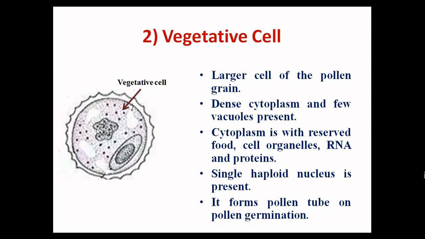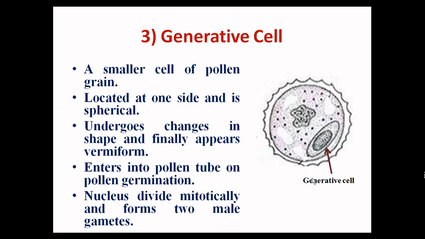The vegetative cell has a single haploid nucleus, and it forms the pollen tube on pollen germination. And the third component of the pollen grain is the generative cell. As it generates the male gamete, the name is given. A smaller cell of the pollen grain is the generative cell. This generative cell is usually located at one side in the pollen grain, and it is spherical initially. It undergoes a lot of changes in shape, and it finally appears vermiform.